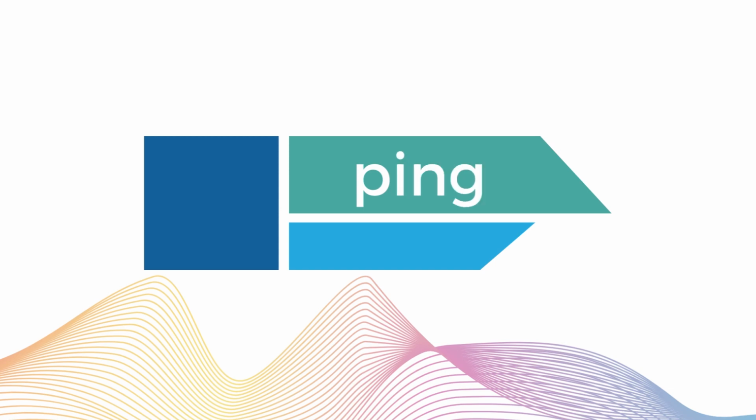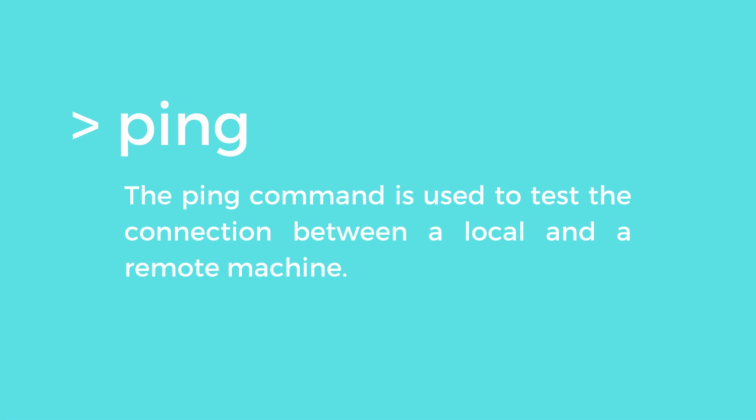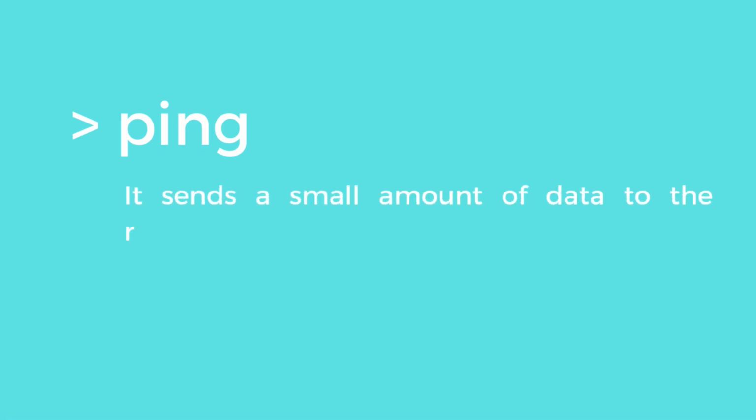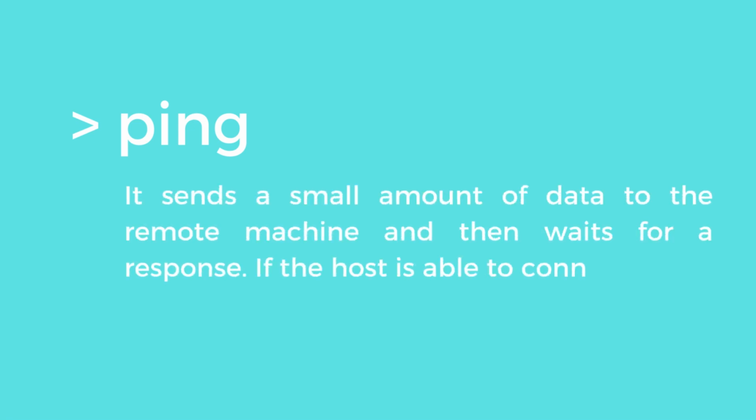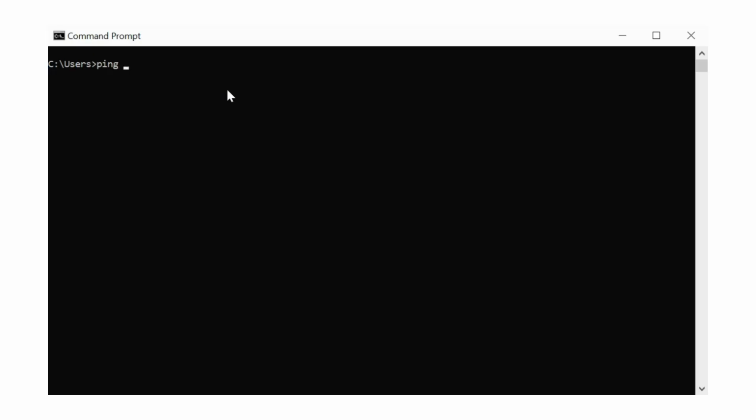The ping command examines the connection between a local and a remote machine. It transmits some data to the remote machine and waits for a response. If the host is able to establish a connection, it will report the round-trip time for each packet. Let's check this with the command prompt.